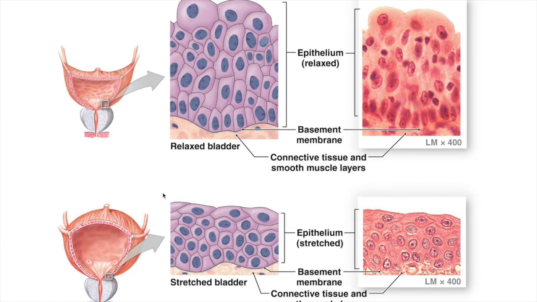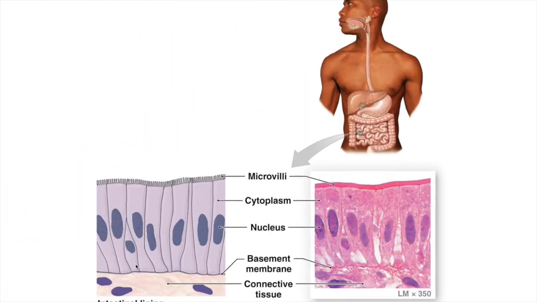Another type is transitional epithelium, and this type can be stretched, so we see it in the bladder. Next we have simple columnar epithelium, found where absorption or secretion takes place. It's just showing it in the small intestine. In the small intestine, it's covered with these microvilli, which increase the surface area.